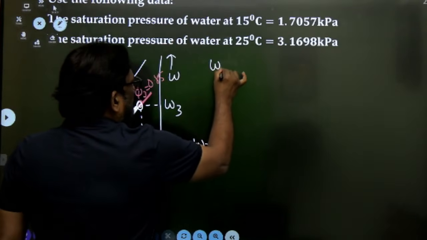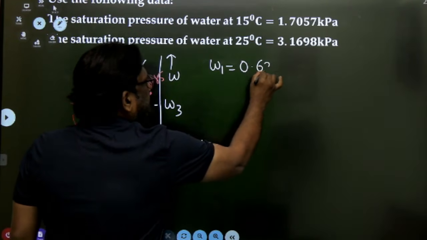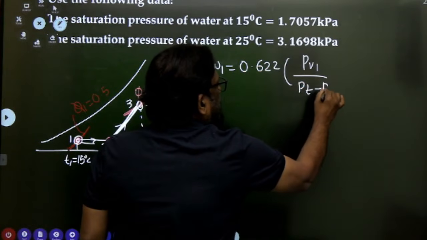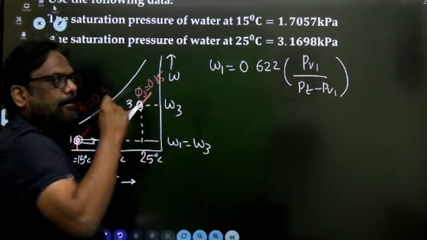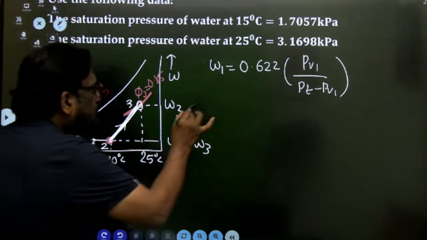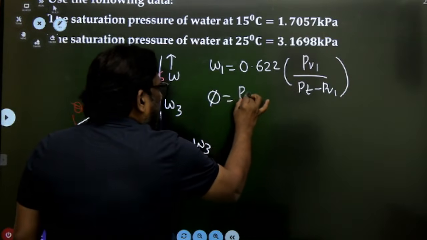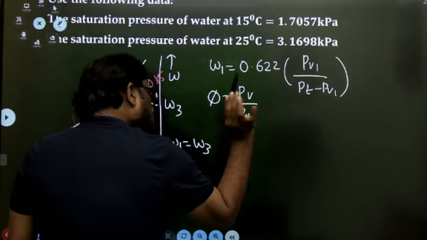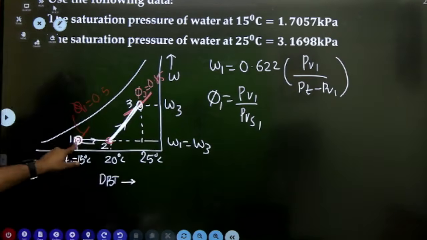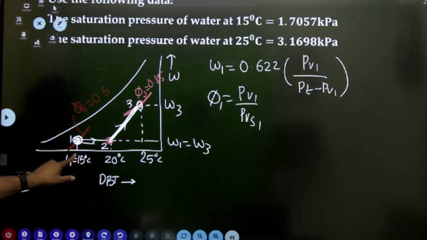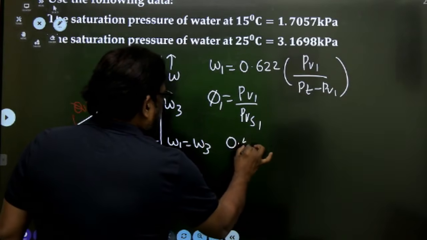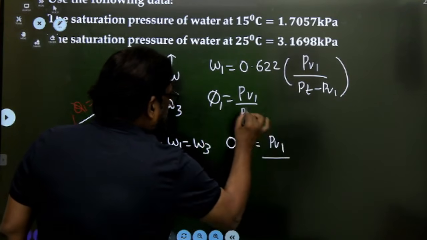So how do I calculate omega 1? Omega 1 is equal to 0.622 PV by P total minus PV. I do not know the partial pressure of vapor at point 1, but I know relative humidity. So phi is equal to PV by PVS. You know this. So 1 is at what temperature? It is at 15 degrees centigrade. And phi 1 is already known to me. Phi 1 is 0.5. That is equal to PV1 by PVS1.